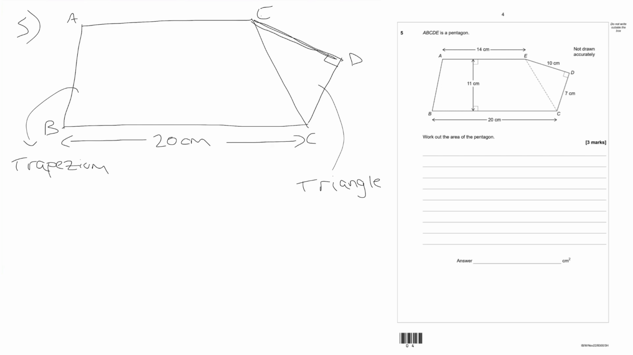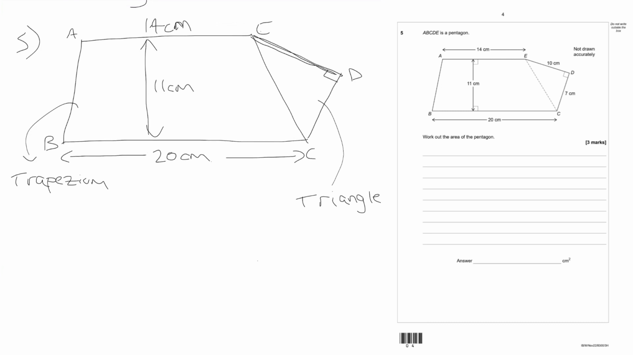So we have 20 centimeters between B and C. We have a height of 11 centimeters. We have 14 centimeters between A and C. We have 10 centimeters on this side, and we have 7 centimeters on this side.